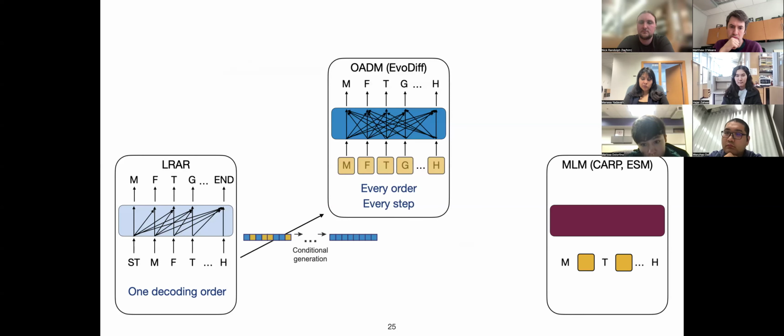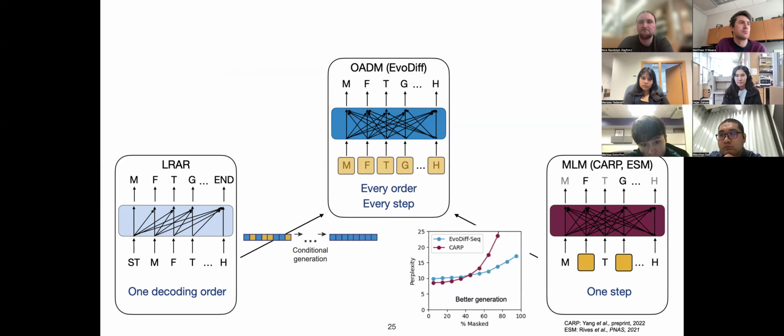This is also akin to a typical masked language model, like has been used in CARP or ESM, where you're just learning a fraction of the tokens and asking it to predict those. So you can think of our OADM model as being every order and every step, whereas something like ESM is only training one step at a time.